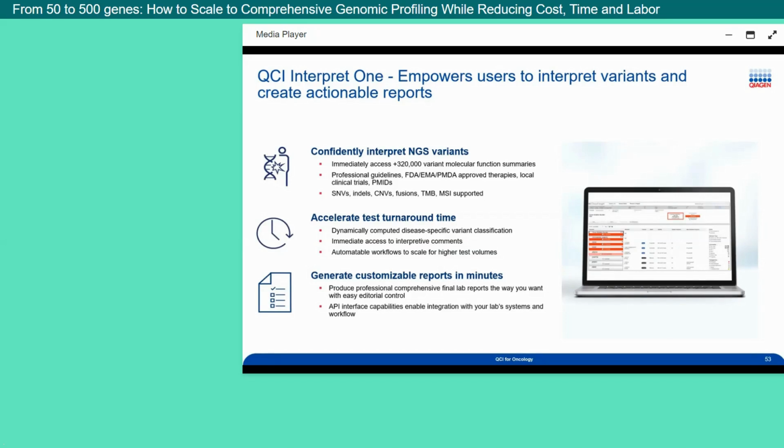You have easy editorial control, and API capabilities allow you to integrate the workflow within your lab system.